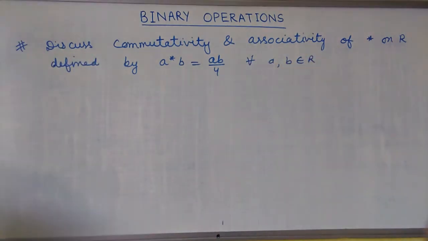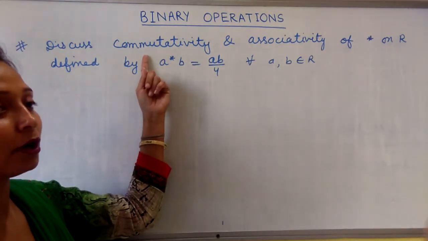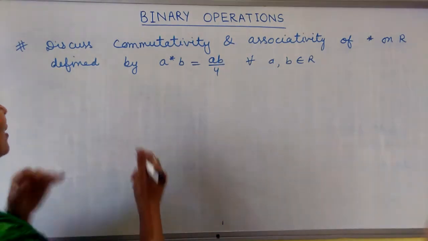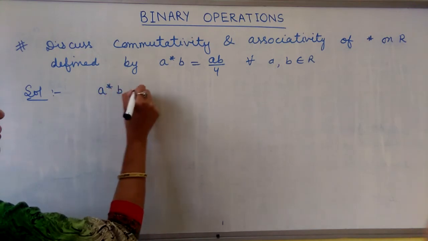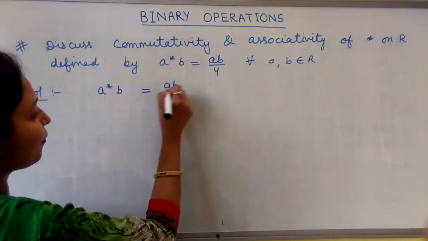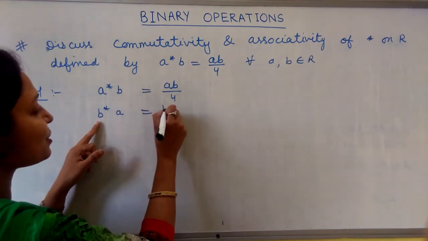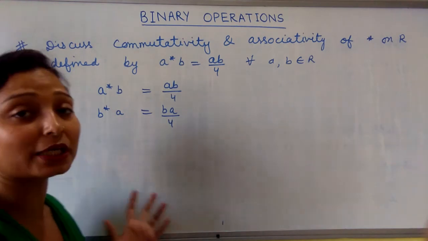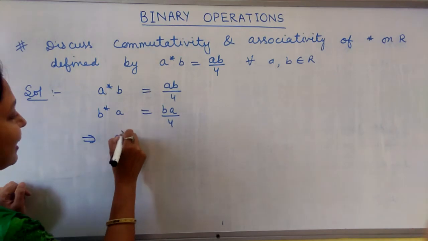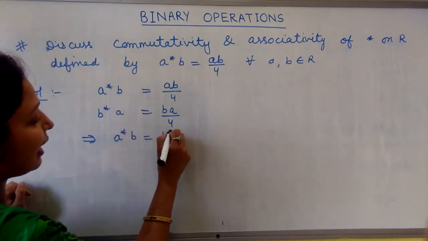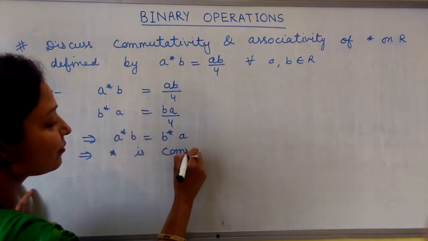Okay, let's do this question. This question is very easy. We have to check: is it commutative or not? Is it associative or not? So let's start. Take a star b, which is ab upon 4. Then b star a: now take b in the first position, ba upon 4. But the product says that ab equals ba. So a star b is equal to b star a. That means star is commutative.